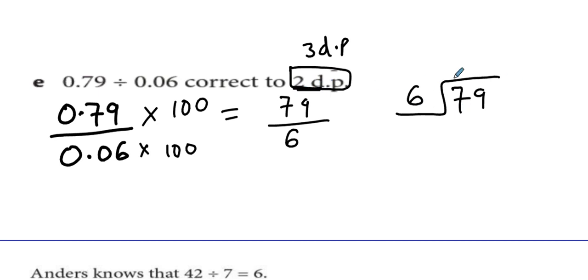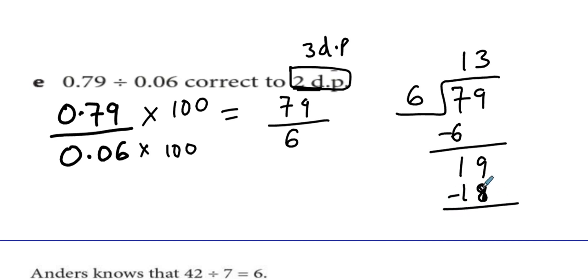Okay, 7 divided by 6, this is 1. The remainder is 1. Drop 9, this is 19. Divided by 6, this is 3. 3 times 6 is 18. Subtract here. 9 minus 8, this is 1. Okay, the remainder is 1. So here you put a decimal point, and then here you add 0. 10 divided by 6, this is 1. Then 1 times 6, this is 6. Subtract here, the remainder is 4.